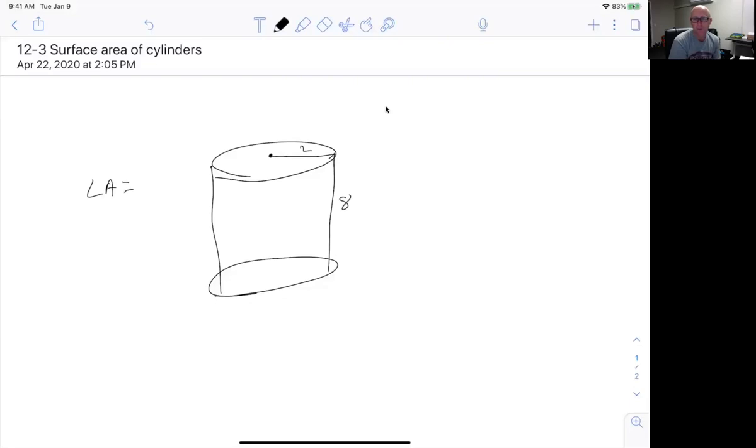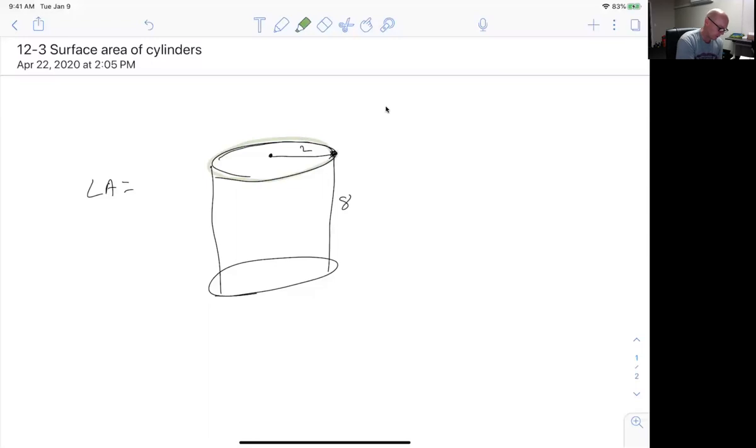So, a cylinder with a radius of 2 and a height of 8, find the lateral surface area of that figure. And you think, okay, I've got to find the perimeter. Wait, there's no perimeter. Well, there is a perimeter. We just don't talk about it that way. We don't use that term. We use a different term when we're talking about the perimeter of a circle. What's that term? How do I find the distance around this circle? What is that called? It's called the circumference.